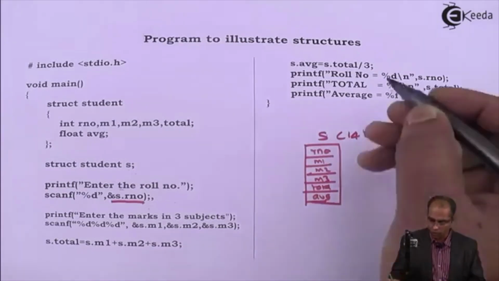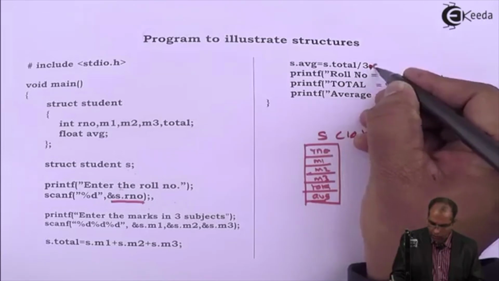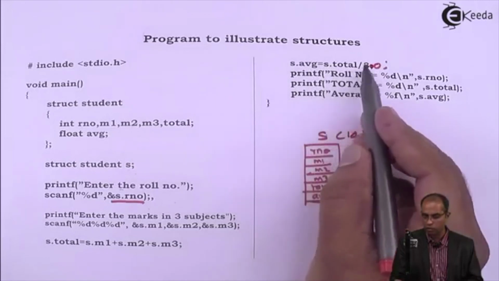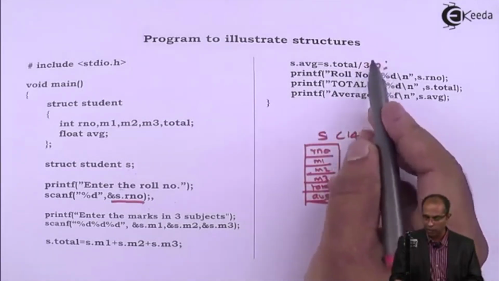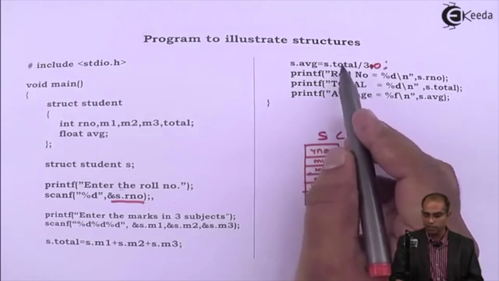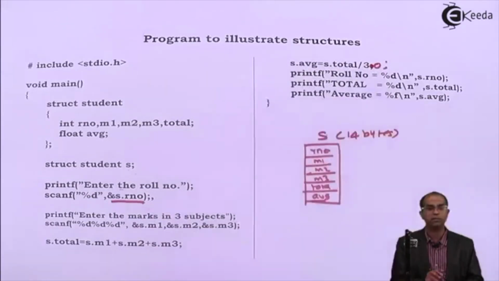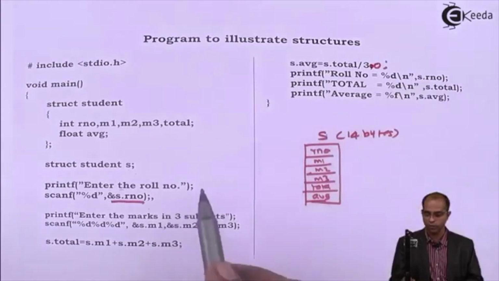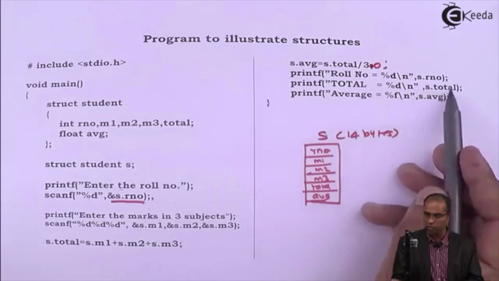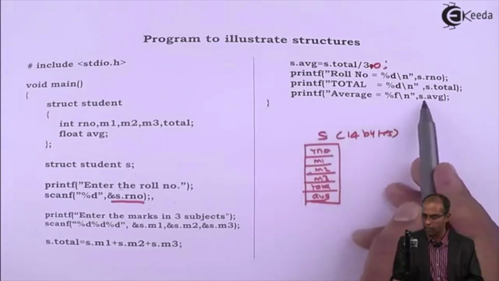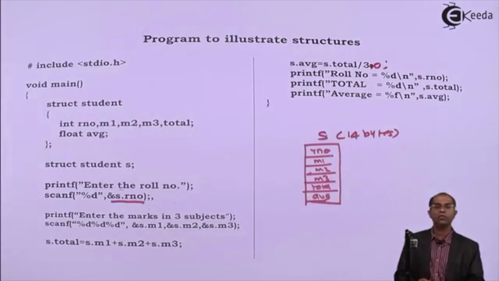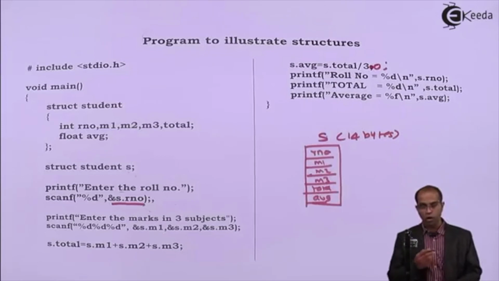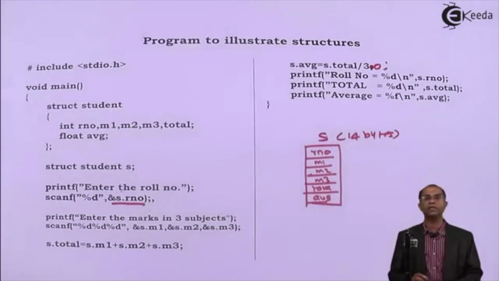So what should be the correction? Instead of 3 I can say 3.0. So if I say s dot avg equals s dot total by 3.0, automatically the denominator is float, the numerator is an integer value, and integer divided by float is a float value, which will give proper values. And then I'll display the values as roll number %d s dot rno, total %d s dot total, average %f s dot avg. So here I can go for reading the details of a structure, then doing operations on this structure, and then finally displaying the details.